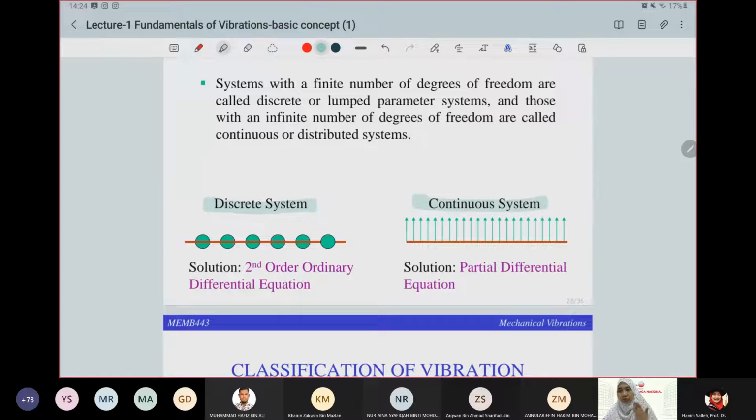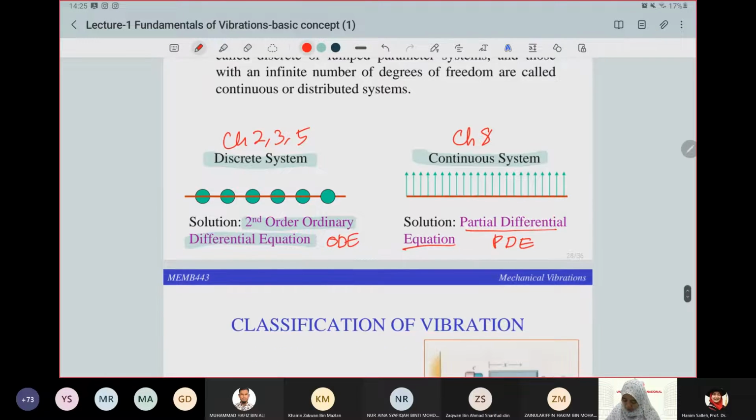Chapter 2, 3, 5, all you use a second order ordinary differential equation, second order ODE. That's why you have that m x double dot, and normally you can just use a normal second order ODE. But for continuous systems, which you're going to see later in chapter 8, you're going to use partial differential equations, PDE. So this one is a second order ODE.